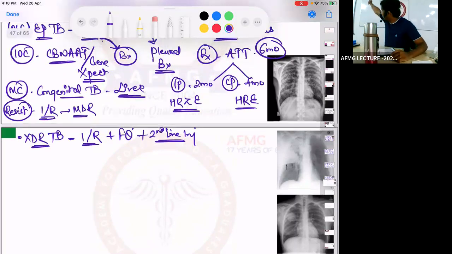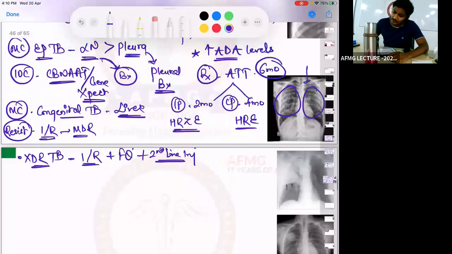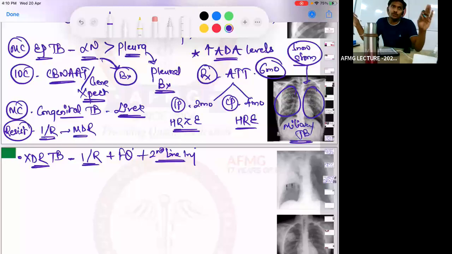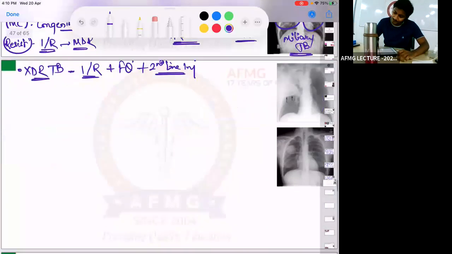Here you can see again a TB patient but having this kind of X-ray. Which appearance is seen? Small reticulonodular opacities are known as snowstorm appearance. Snowstorm appearance is seen in which TB? In miliary TB. Okay, no issues with this. Moving further.